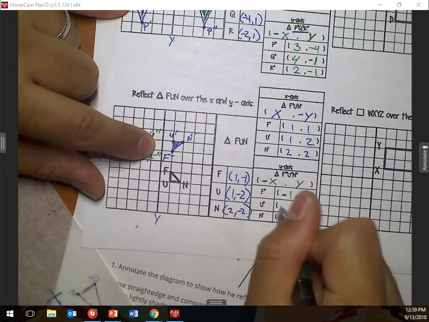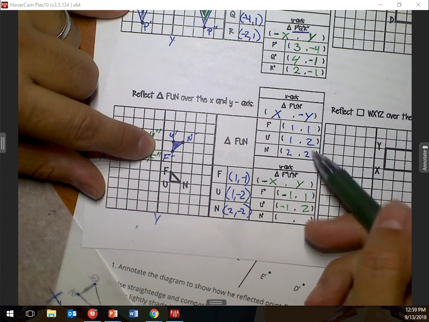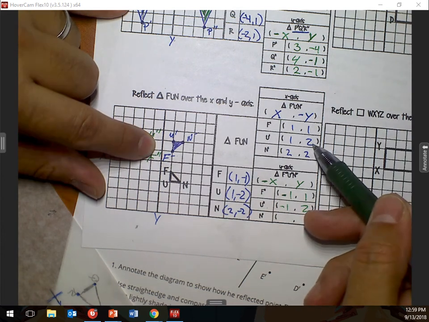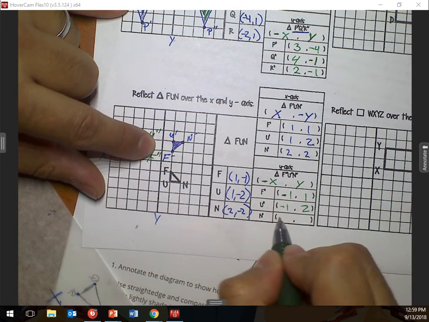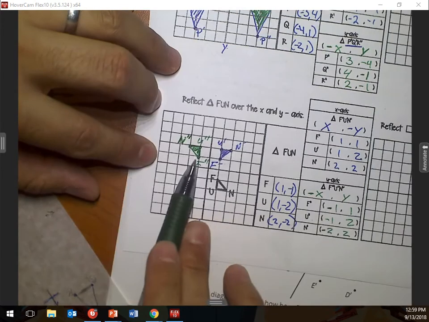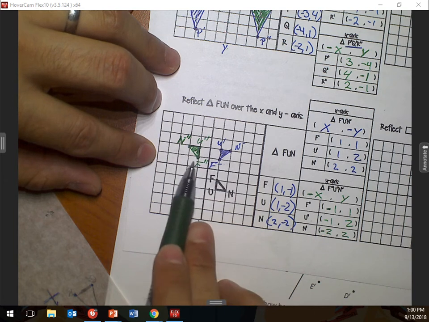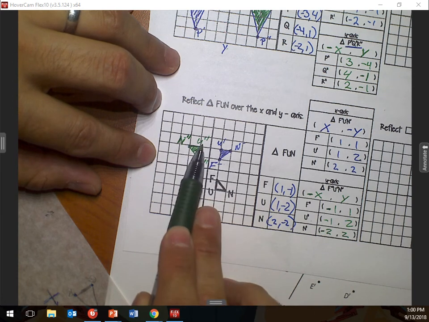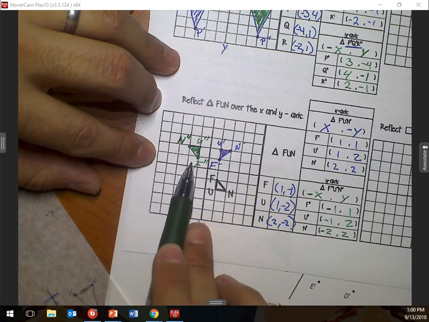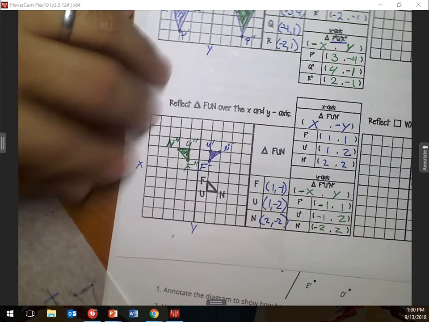Negative one and negative two. Positive two, because it stays the same, right? Really? Yeah. And let's look at N double prime. Negative two, oh, it's because I did it wrong. And positive two. There we go. We can actually verify that. So F is at negative one, one. U is at negative one, two. And N is at negative two, positive two. Is that pretty easy now?